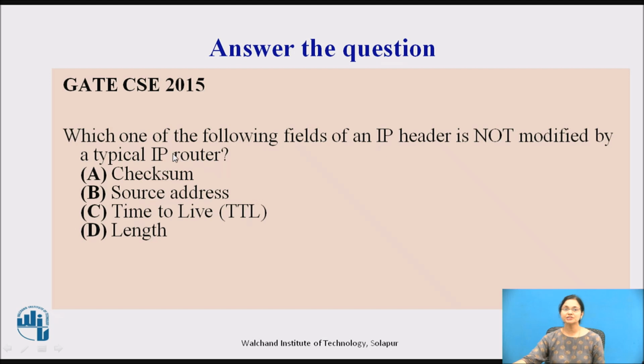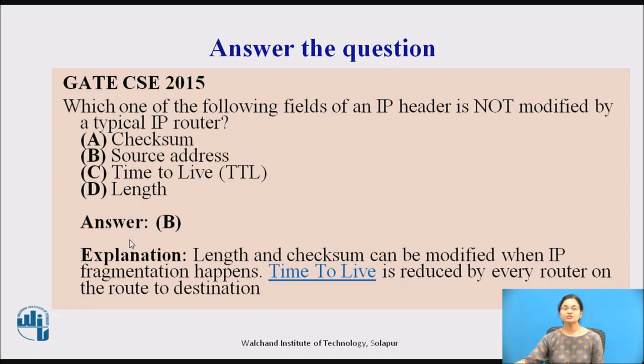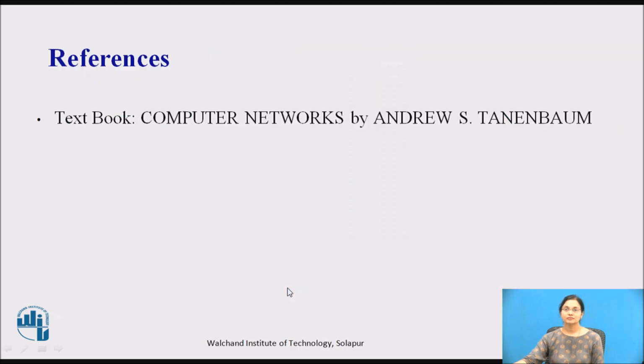Try to answer one more question. Which one of the following fields of the IP header is not modified by a typical IP router? So here the answer is the source address, because the router is not capable of modifying it. Whatever address is given, it will be kept as it is. But the checksum, time to live, and the length, every time they will be changing. This is the reference. Thank you.